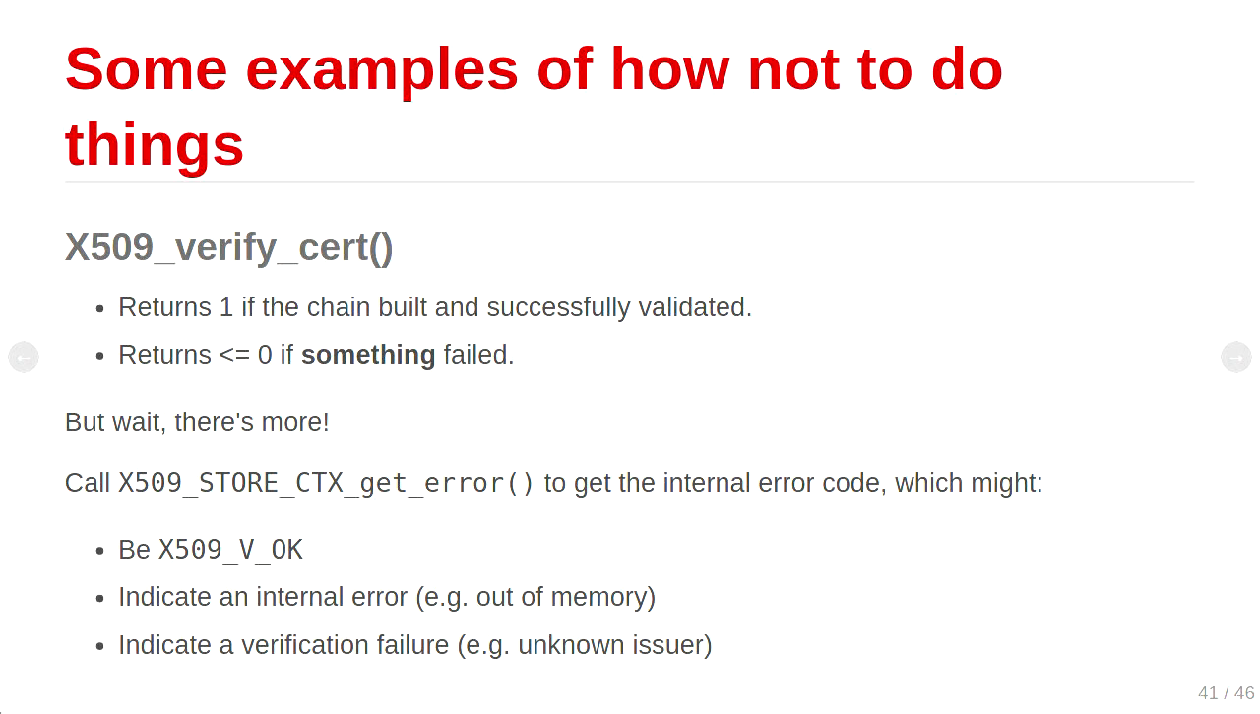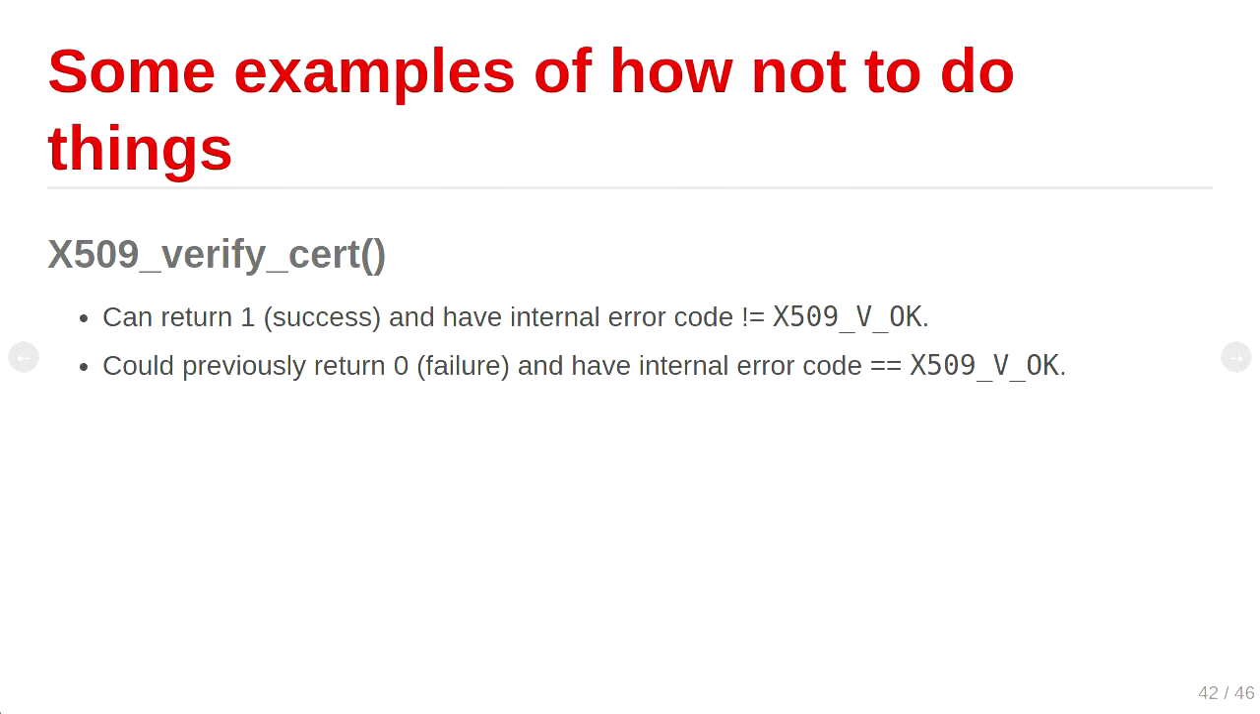It may indicate there was an internal error, we didn't have memory available. We may indicate some sort of verification failure, for example, if it had an unknown issuer. But we can return success, one, and have an internal error code which isn't actually set to X509_V_OK. Or we could previously have a return value of zero which indicated failure, and have an internal error code which was X509_V_OK. How do you handle this as an application developer?